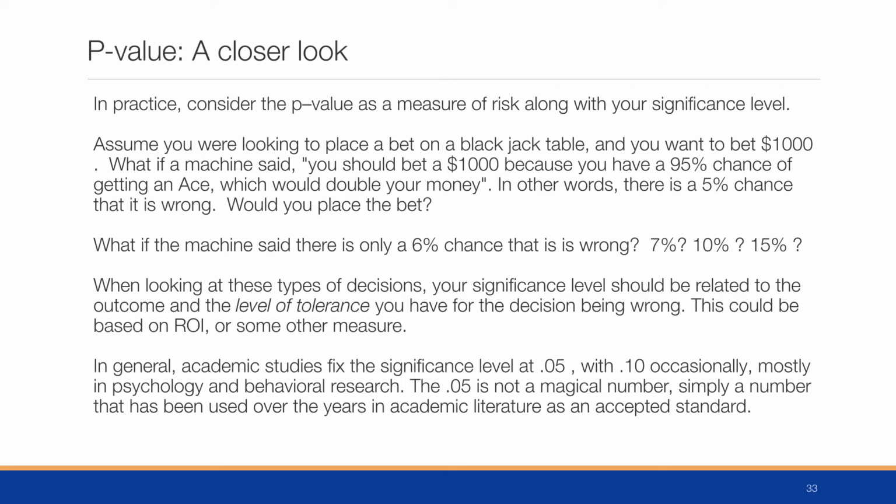In general, academic studies fix the significance level at 0.05, with 0.10 occasionally in some psychology and behavioral research. The 0.05 is really not a magical number. It's simply a number that has been used over the years in academic literature as an accepted standard. And in fact, there have been some papers written in statistical journals that talk about the p-value should never have been used in this manner. But for the purposes of this course, you can consider doing 0.05 if no other significance level has been stated.